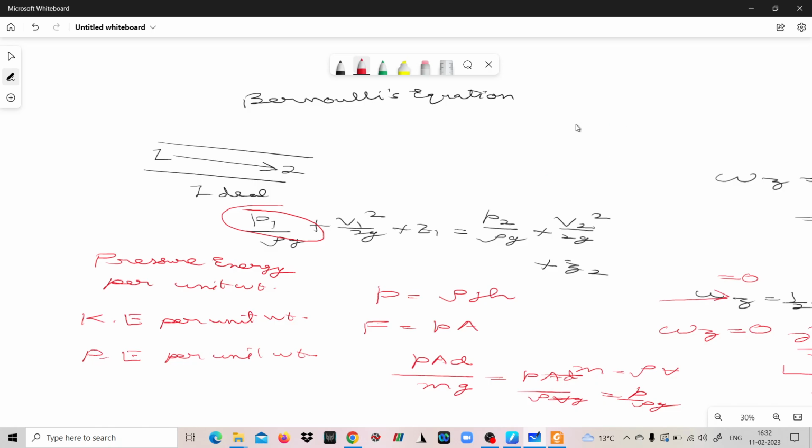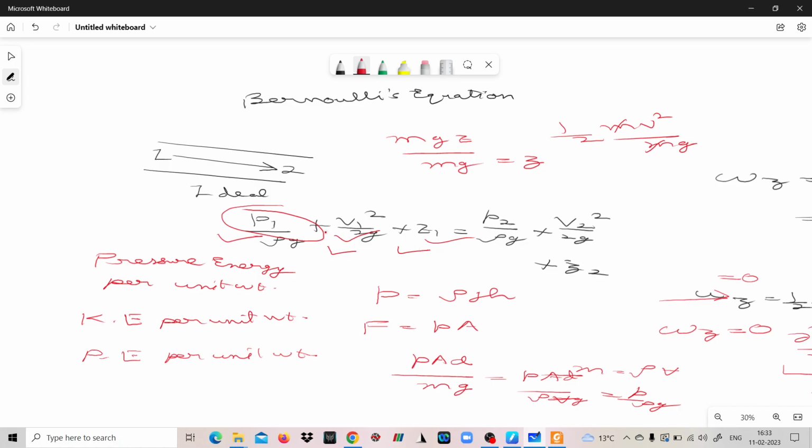Similarly, kinetic energy is given by half m v square. Per unit weight, it is divided by mg. So m and m cancel out. It is v square by twice g. That is the second term. And the potential energy is given by m g z. Per unit weight, it is divided by mg. So we are effectively left with only z. So this is the third term. So basically, the first term is the pressure energy per unit weight, the second is the kinetic energy per unit weight, and the third part is the potential energy per unit weight. So Bernoulli's equation tells us that for an ideal fluid, the summation of these three energies per unit weight is constant.